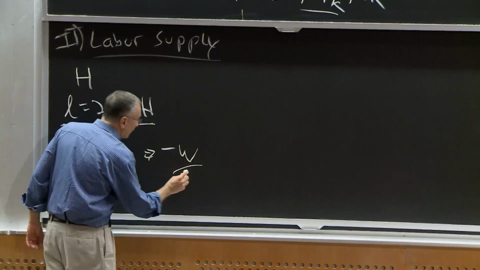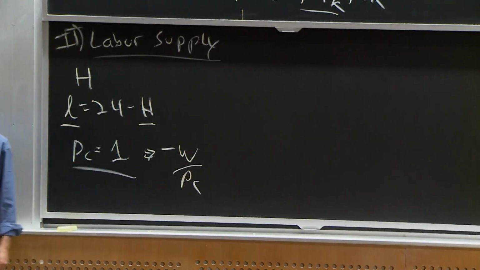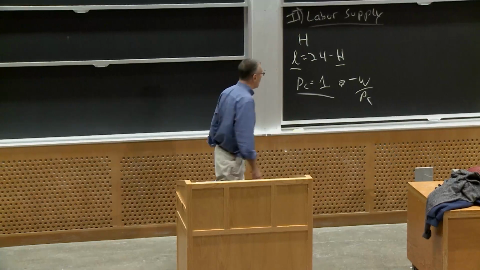Technically, it's minus W over PC, right? It's the slope of the budget constraint. But we're setting PC to 1.